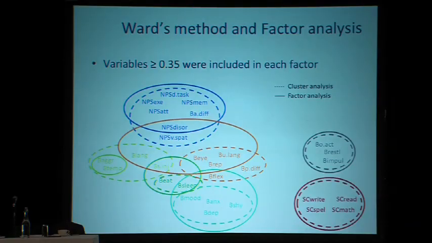So the next step was to compare our cluster analysis with our factor analysis. The dotted lines refer to the clusters that were rendered with Ward's method, and the solid lines refer to our factor analysis. If we just start off in the bottom corner here, this is our scholastic factor, and you can see that this was exactly the same for both cluster analysis and factor analysis, and the same with our overactive impulsive. On the top here, we have our neuropsychological cluster, and you can see visuospatial skills is the only variable the cluster analysis actually included as well.